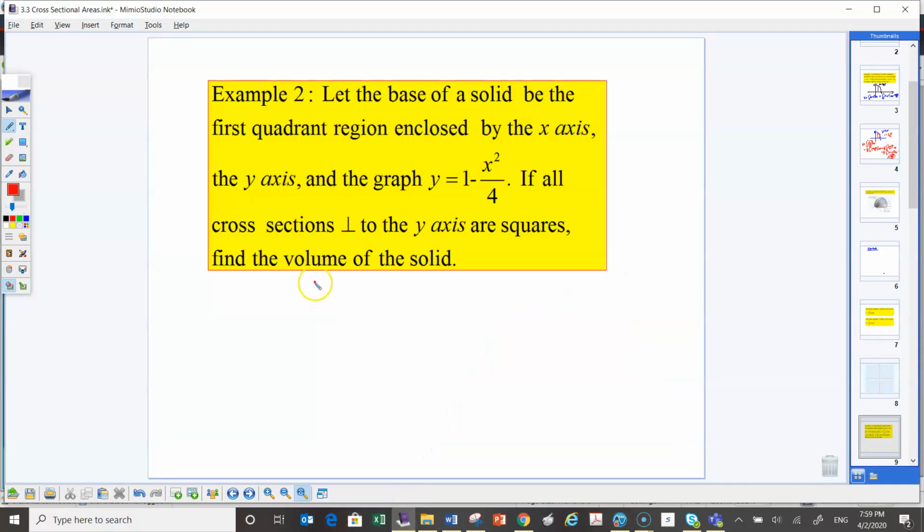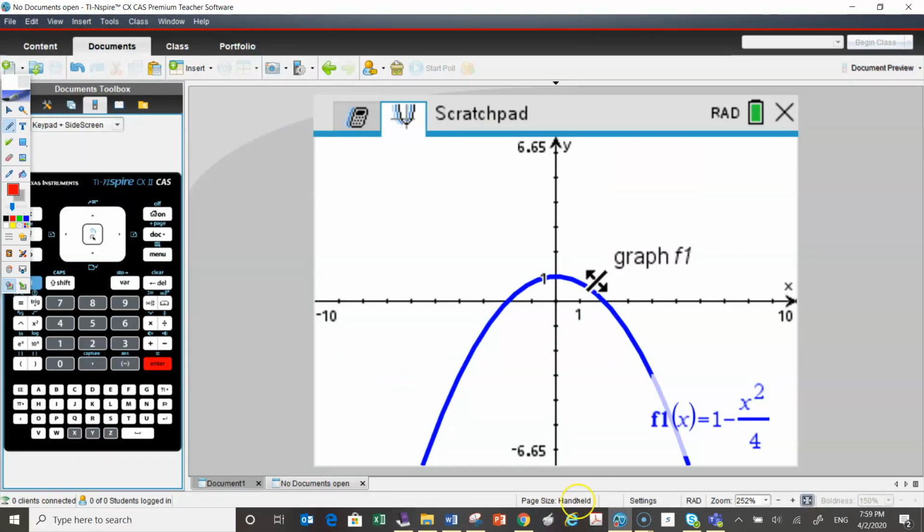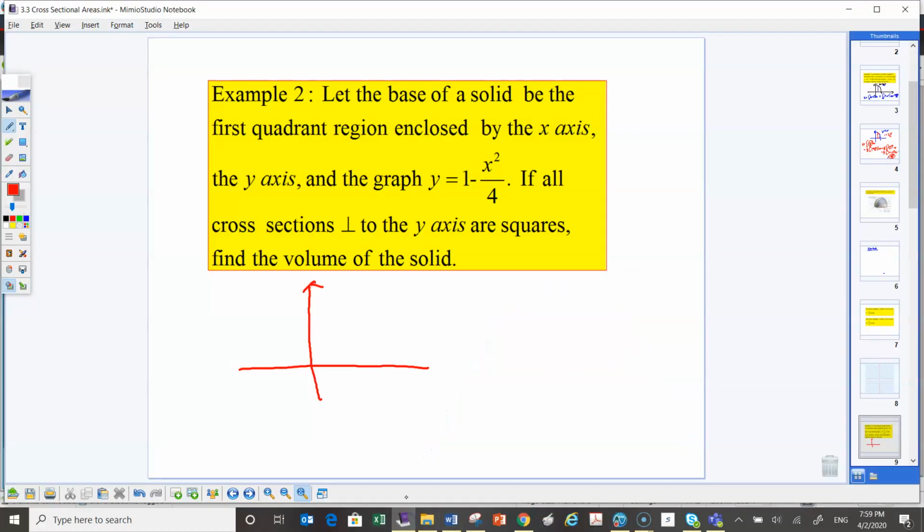So we are looking for, it's going to be shifted 1 unit up, and it's going to come down like this. So there is my region. And it says when I drop slices perpendicular to the y-axis, it's forming a square. So now my slices are going from 0 to 1, so those are going to be the limits on my integrand.